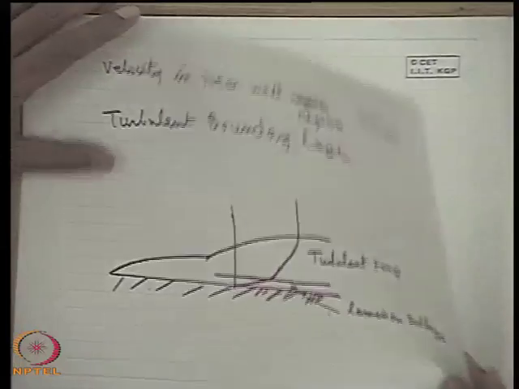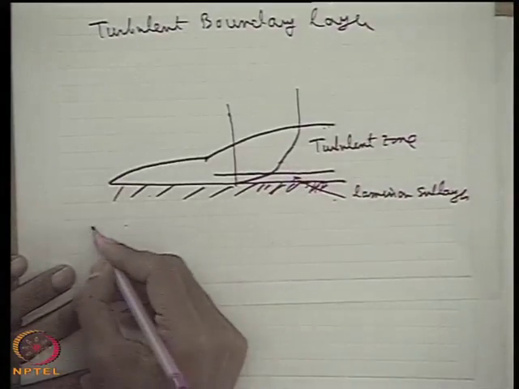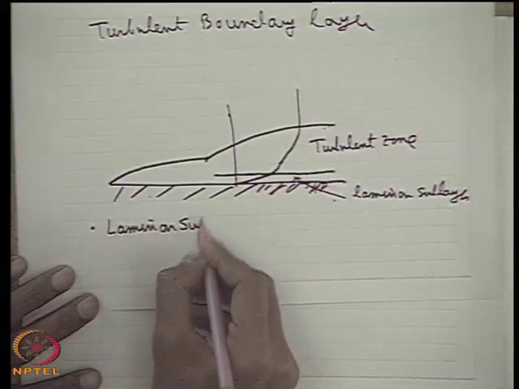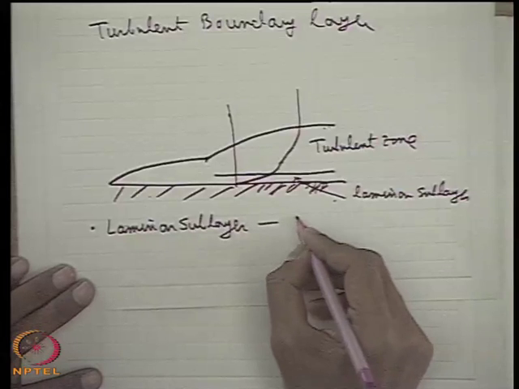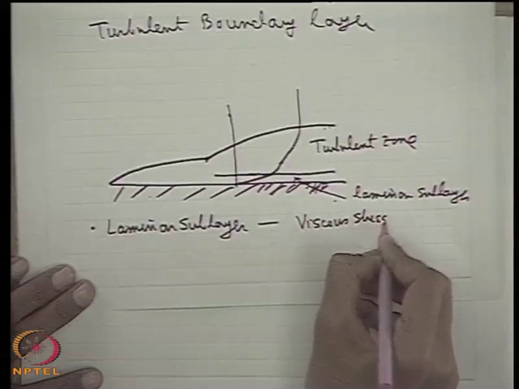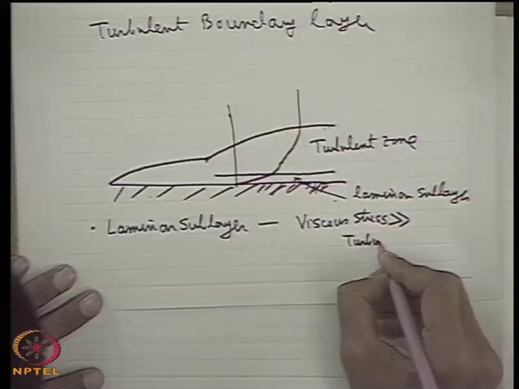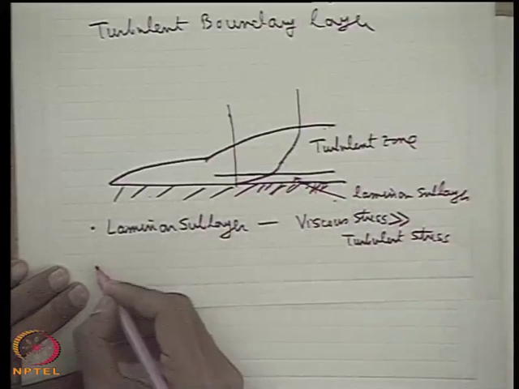Very strictly, we can divide the section into three zones. One is the laminar sublayer, which is adjacent to the solid surface, in the near vicinity, where viscous stress is much greater than the turbulent stress. So viscous stress is prominent, and it is purely laminar flow.